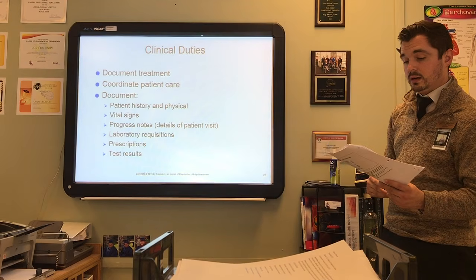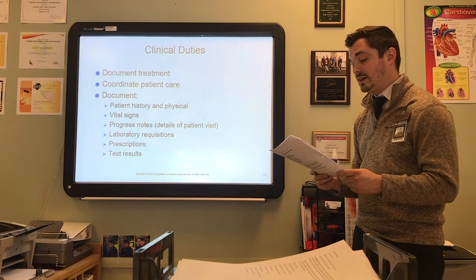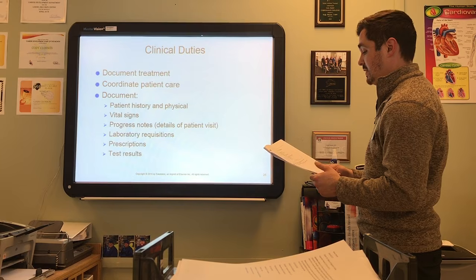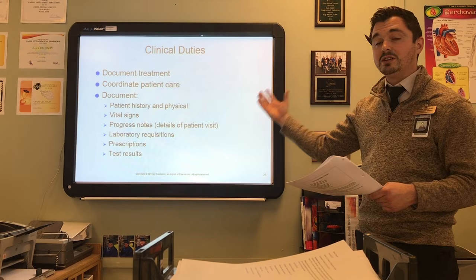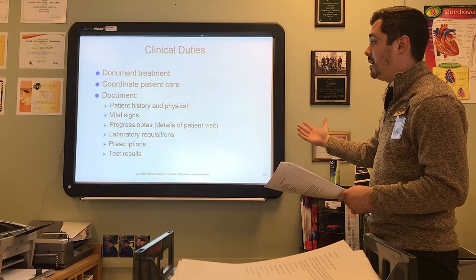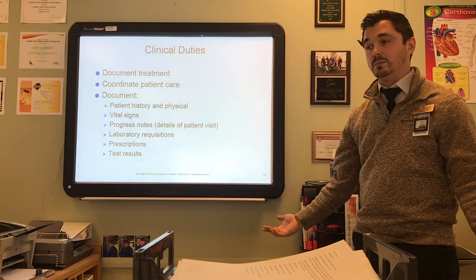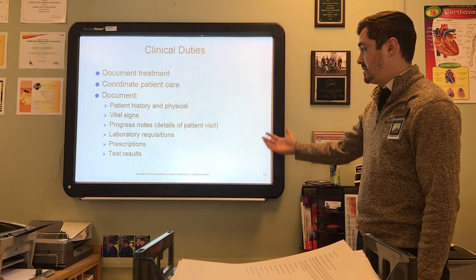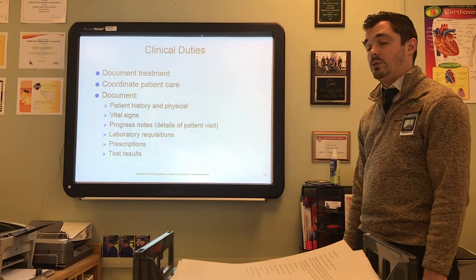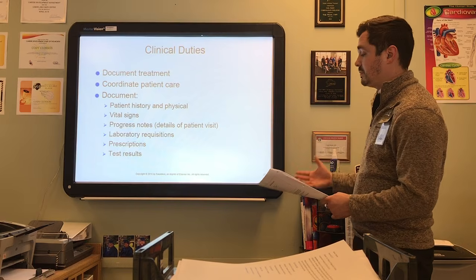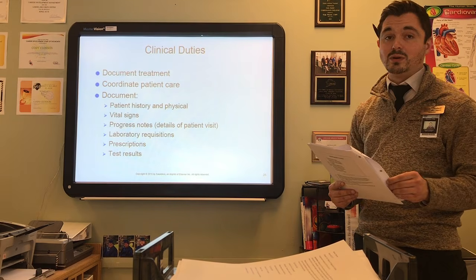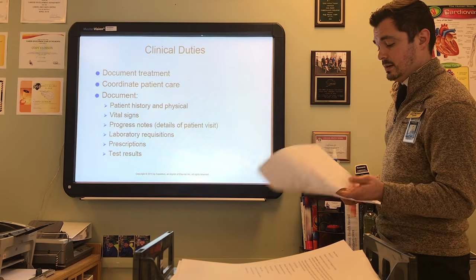Some clinical duties, okay? So the EHR can be customized to ensure that all components of the patient's visit are well documented. So you can document treatments, you can coordinate patient care, and then you can document their patient history and physical examinations, their vital signs, their progress notes, which are basically details of the patient's visit. We can talk about laboratory requisitions, prescriptions, test results. All that stuff is going to be stored in an electronic health record, guys.